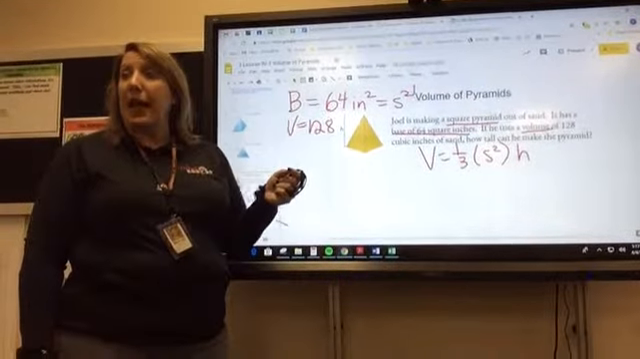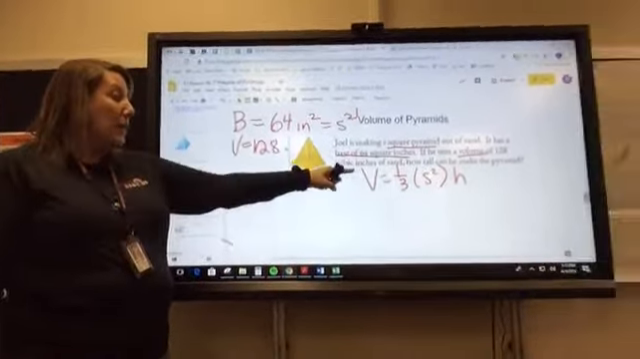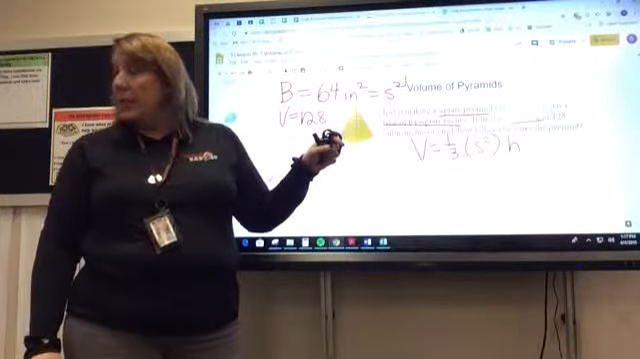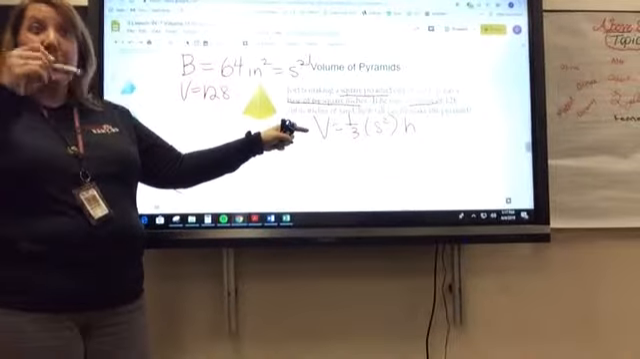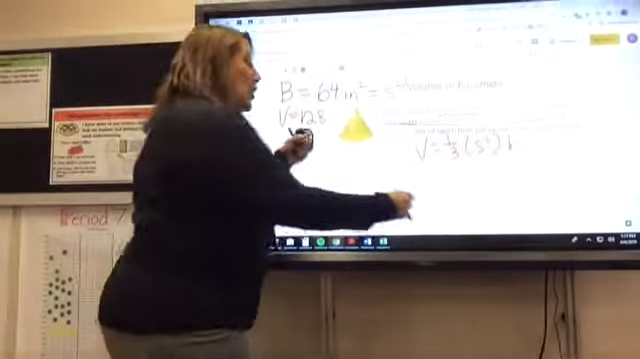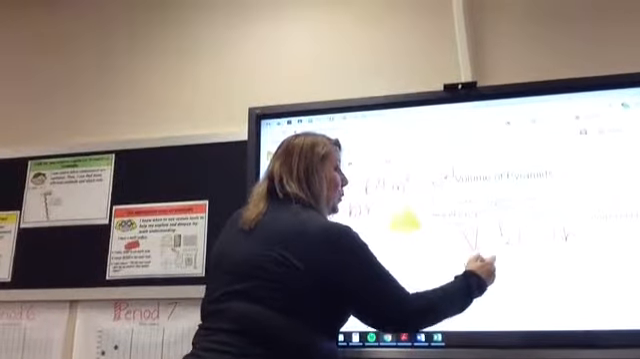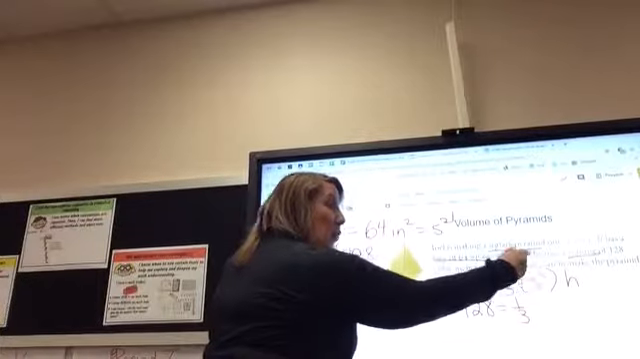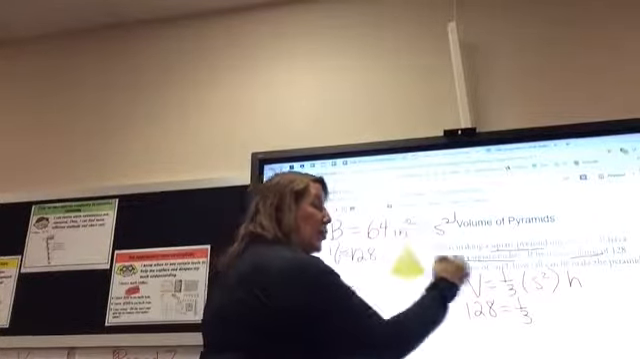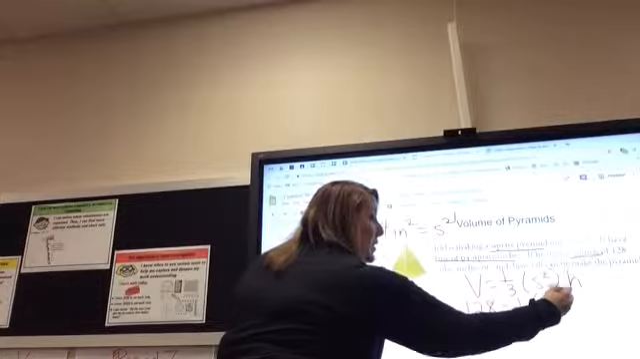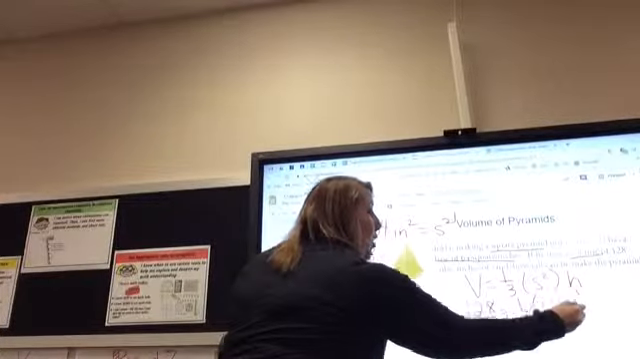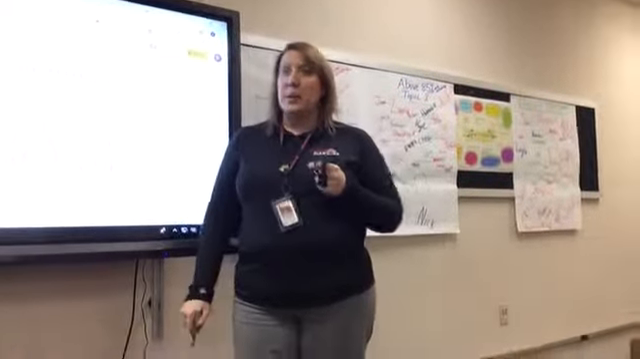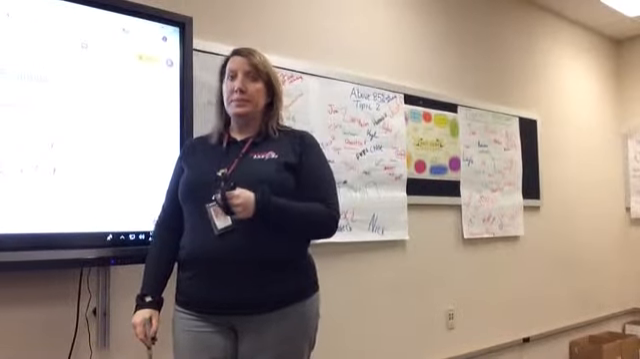The thing we're trying to find is height. So now, there's my formula. These are my clues. Let's fill them in to find out what I don't know. We're used to writing V equals, but not this time. We're going to fill in V: 128 equals 1/3, and then instead of S squared, we know all of S squared is 64. And the height, we don't know. How are we doing? Doing good?